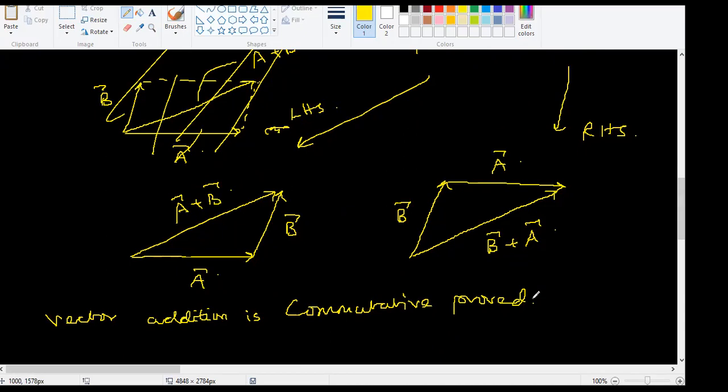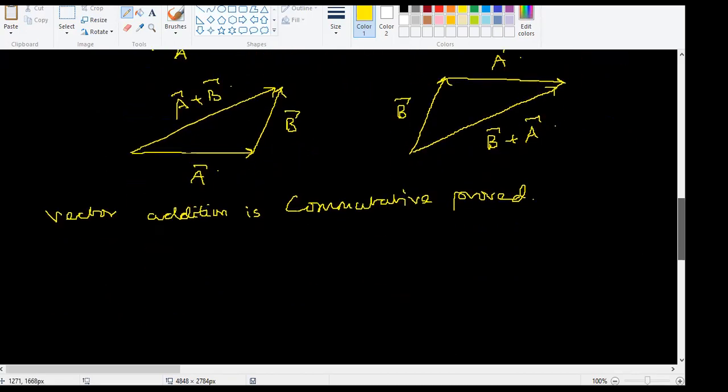What can you say about vector subtraction? Do you think it is commutative or not commutative? No, sir. Okay, let's see if you are correct. So A minus B. A vector is here, B vector is here. A minus B means final minus initial. So this will be A minus B.